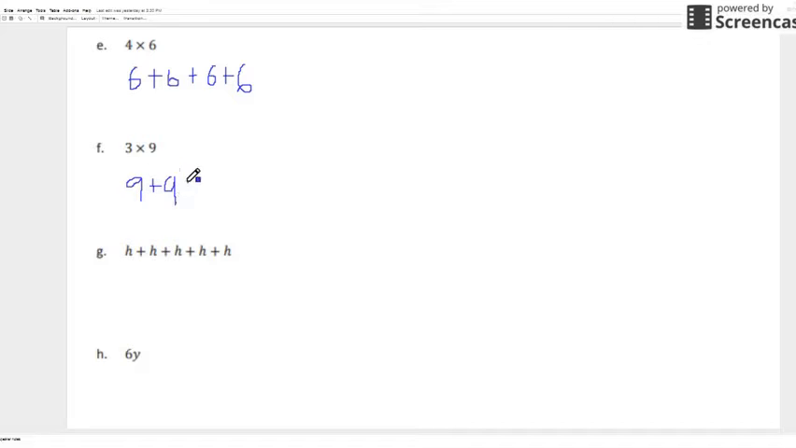For G down here, there's 1, 2, 3, 4, 5. There's 5 H's, it looks like. So you could have used the X, but since we're talking about variables, we usually write them right next to each other. Remember, this means 5 times H. We talked about this earlier this year. This is 5 times H.